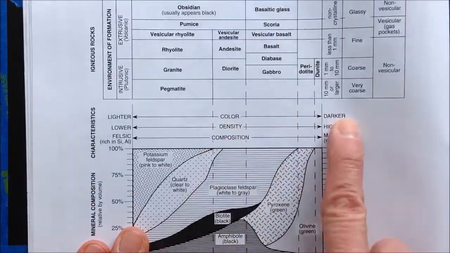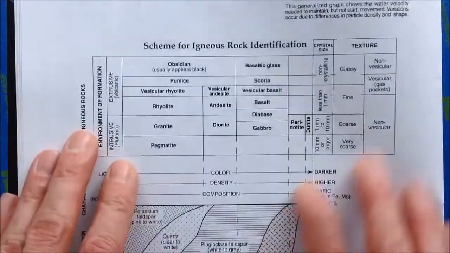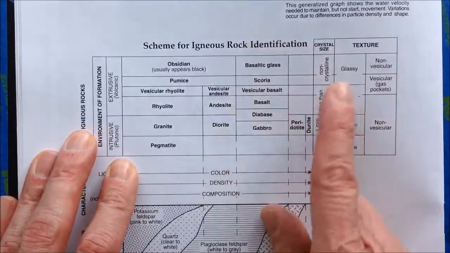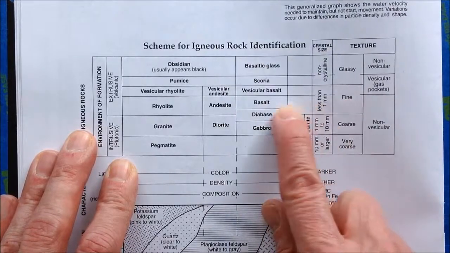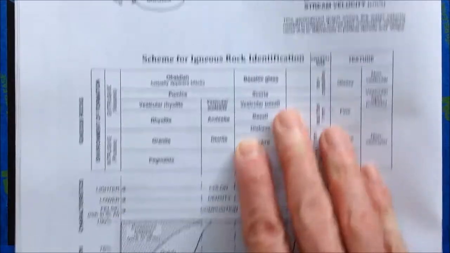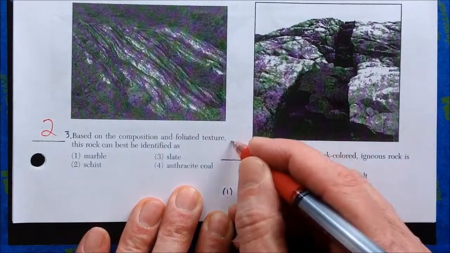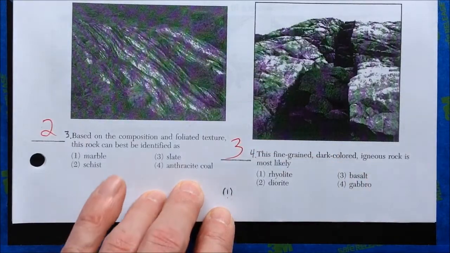Igneous rocks, this is the color. This is all the darker igneous rocks because they're made up of darker minerals. So it's going to be one of these rocks here, and you want fine-grained right there. So it's going to be one of these here. Is one of these a choice? And the answer is yes, basalt, choice 3. Okay, let's keep going.